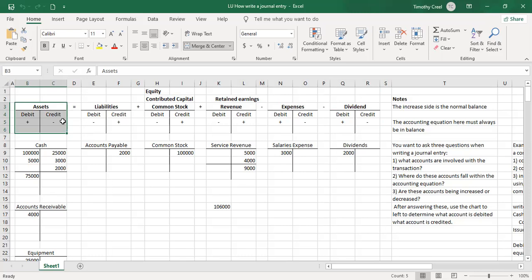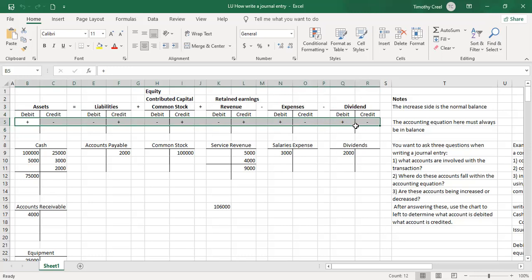Now, one thing to notice here is that for all of these T accounts, it's always the same for the debit and the credit: debit always on the left-hand side, credit always on the right-hand side as you're looking at it directly. Notice, though, that the increase or decrease, where a plus is for increase and the minus sign is for decrease, is different from side to side. What this means is that the increase side is the normal balance for all of these accounts.